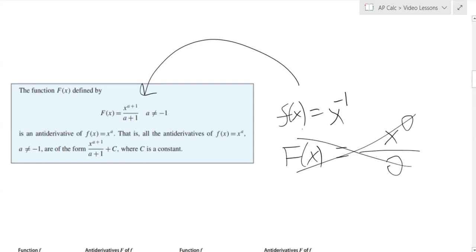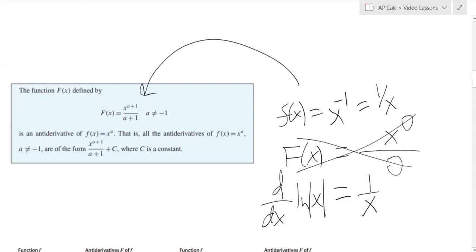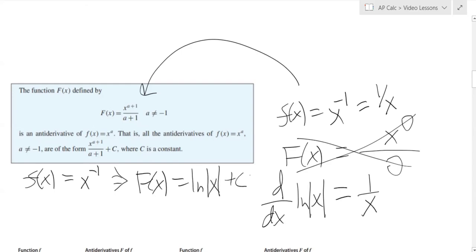But you should remember that the derivative with respect to x of natural log absolute value x is 1 over x. And remember, x to the negative 1 is 1 over x. So all antiderivatives of f of x equals x to the negative 1 are of the form capital F of x equals natural log absolute value x plus c.